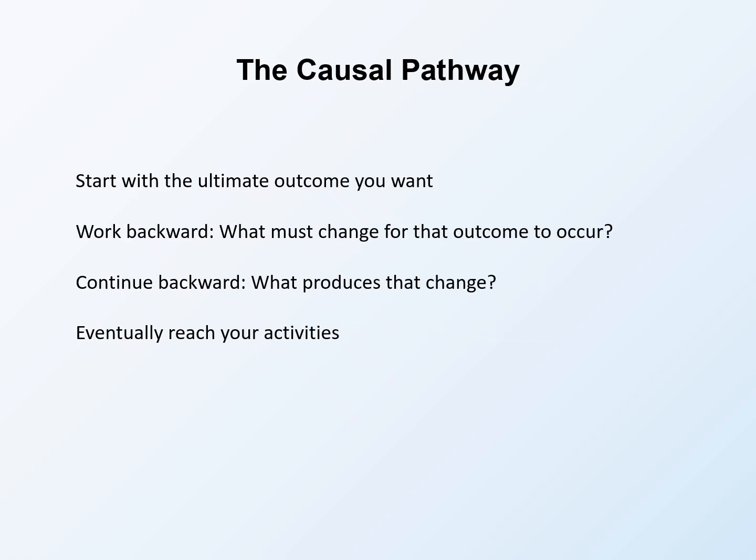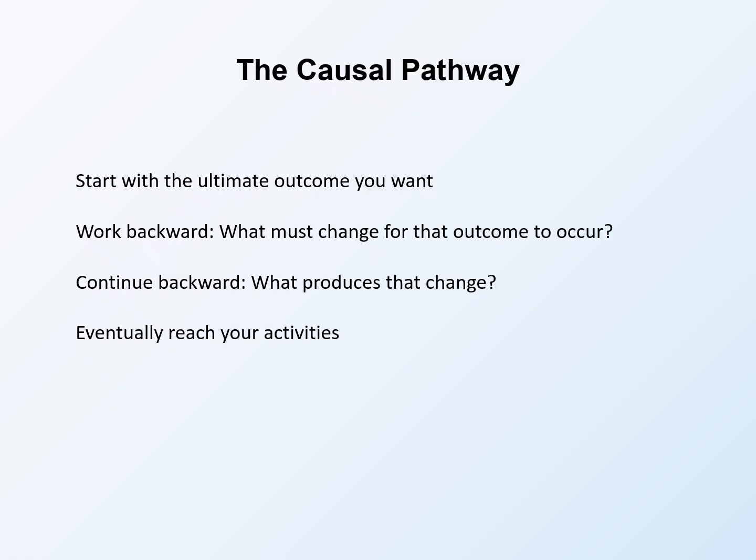Building a theory of change starts at the end and works backward. What is the ultimate outcome you want? Reduce diabetes incidence in the community. Work backward. What must change for that outcome to occur? People at risk must change their diets and increase physical activity. Continue backward. What produces that change in behavior? People need knowledge about what to do, skills to do it, and an environment that makes it possible.